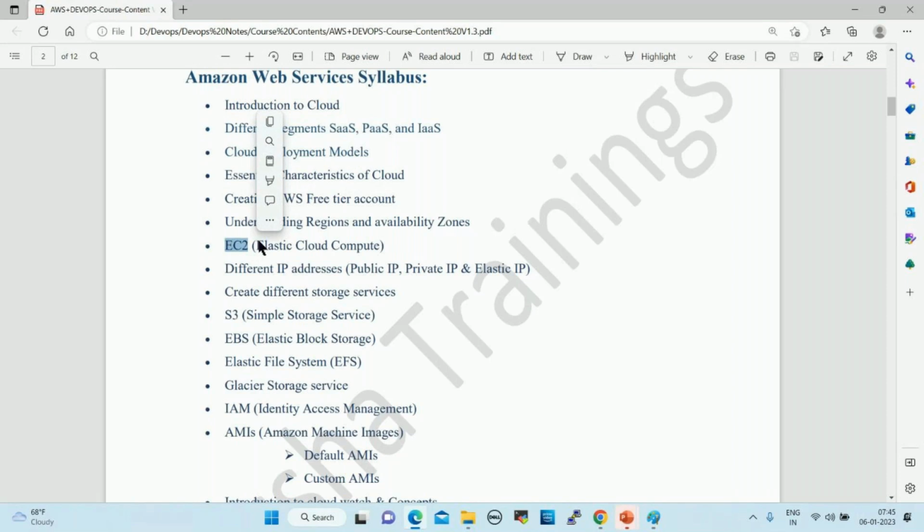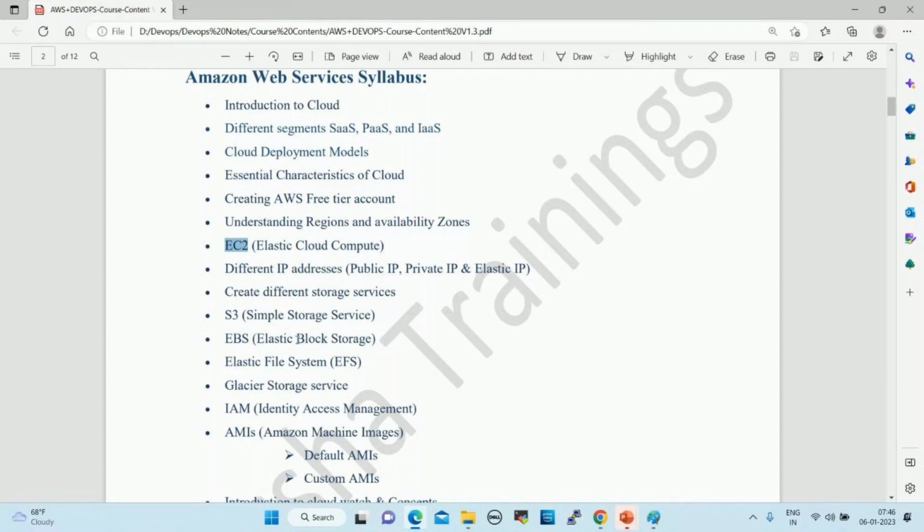Yeah. Now different IP addresses: public IP, private IP, Elastic IP. Public IP. So normally every server or laptop will have only one IP. But the cloud servers will have two IPs: public IP and private IP, right? Yeah. So what is the use of public IP? What is the use of private IP? What is the use of Elastic IP? We'll see practically, right? While working on the cloud platform.